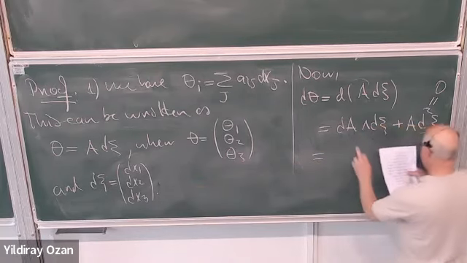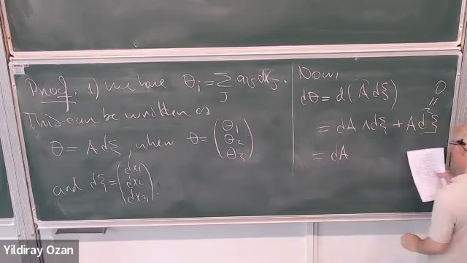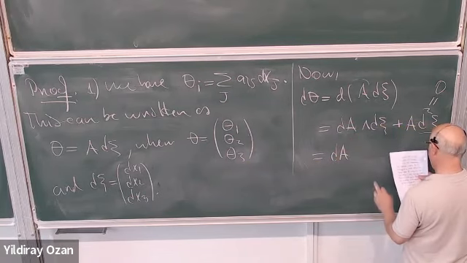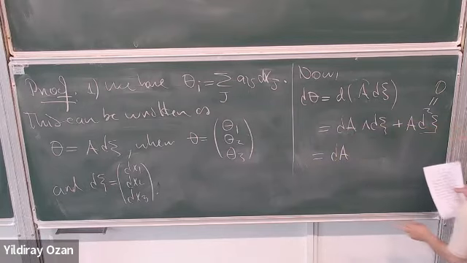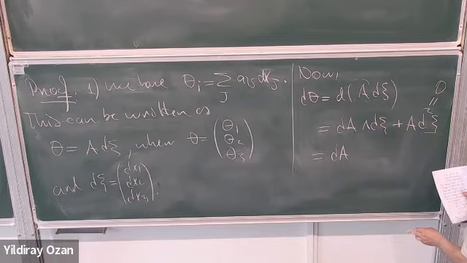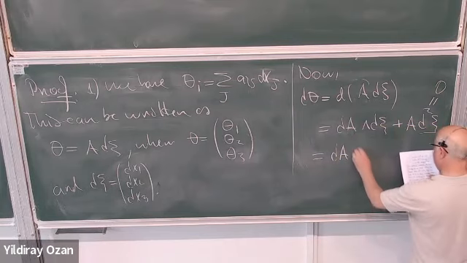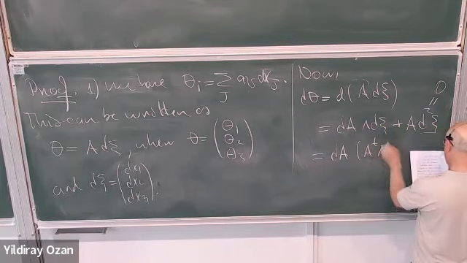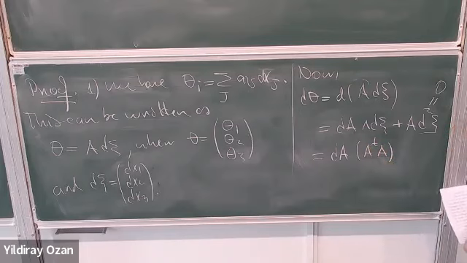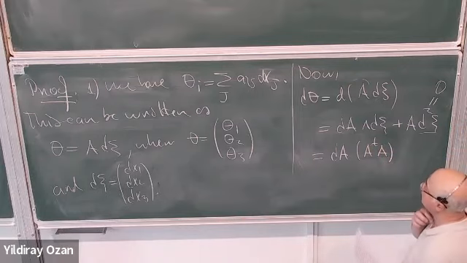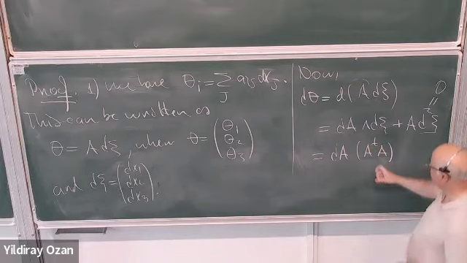So let's see. This is equal to what? dA, and then I have, okay, let's write down the identity matrix here. A transpose A. Yeah, this is an identity matrix.